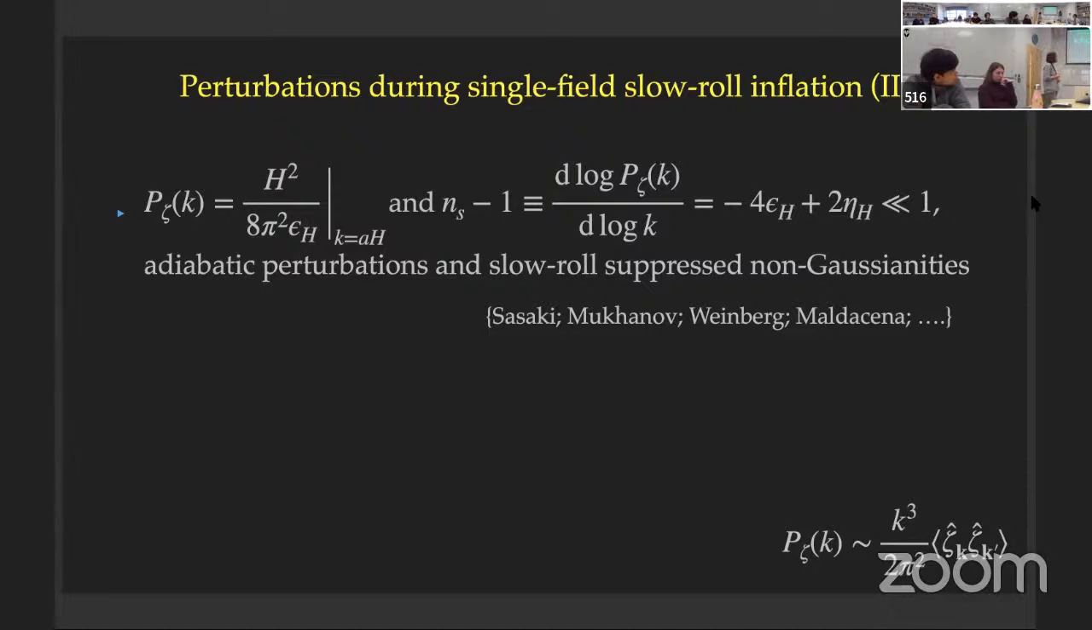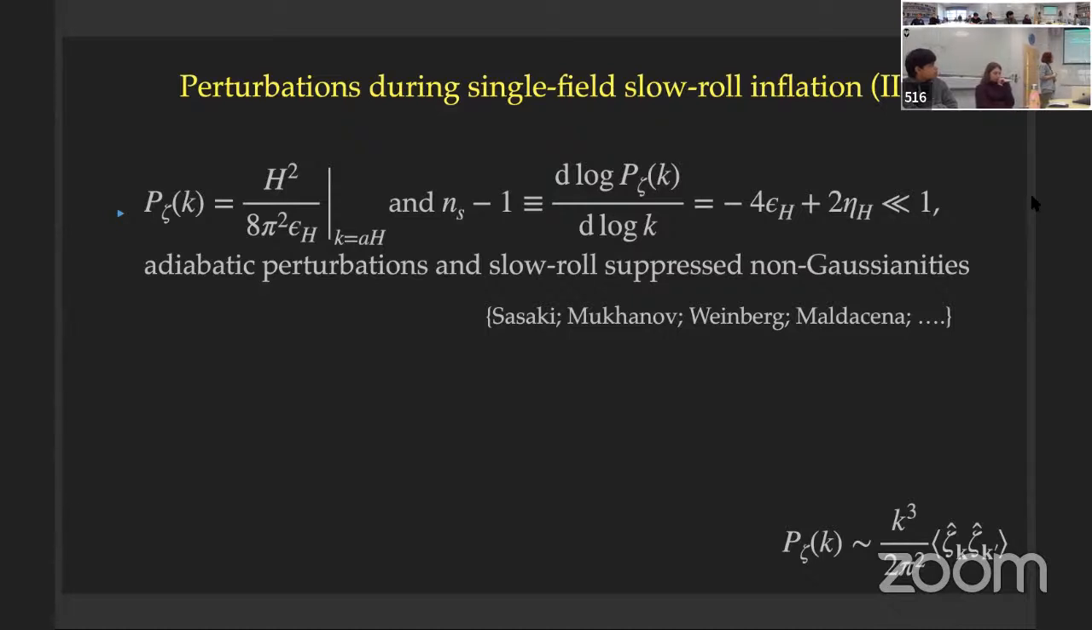First we can look at the scalar power spectrum, the power spectrum for the curvature perturbation. Within single-field slow-roll inflation, this depends on the Hubble rate during inflation and the first slow-roll parameter, and this quantity has to be evaluated at horizon crossing, so for each mode, for each scale, when that crosses the horizon.